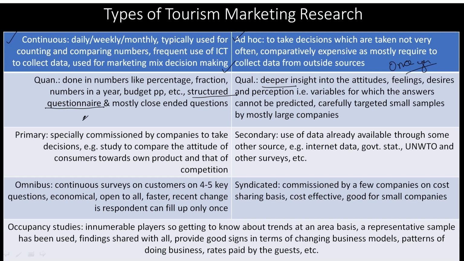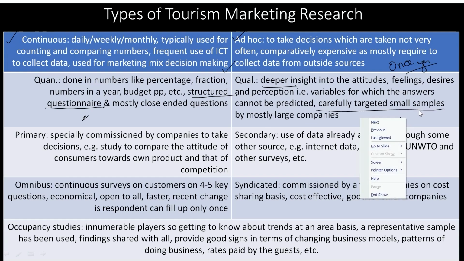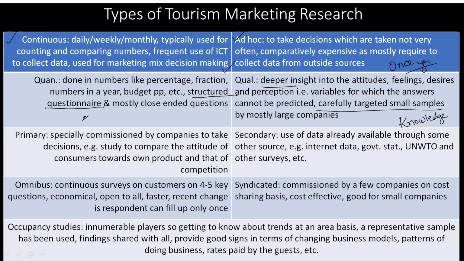But in case of qualitative research, the data has to be collected from a carefully targeted small sample, because the knowledge of the sample plays a very crucial role here, and most of the time qualitative data is collected by large companies. In quantitative research, the data is collected from a larger number of respondents. In qualitative research, the data is collected from a targeted small group of people.